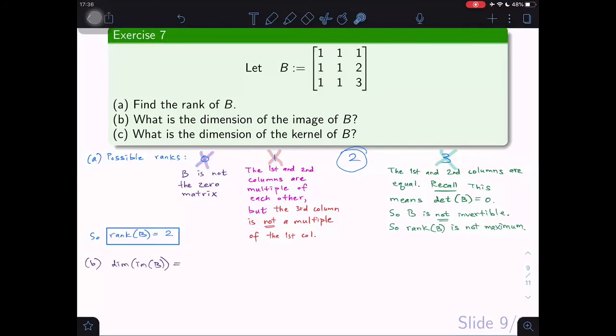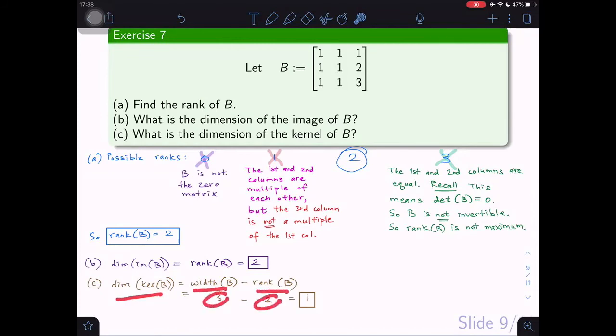The dimension of the image of a matrix is equal to the rank of the matrix, so the dimension is also 2. The dimension of the kernel of B is the width of B minus the rank of B, so I have 3 minus 2 equals 1. Similar to exercise 5, I get a subspace, which is a line through the origin in 3-dimensional space.